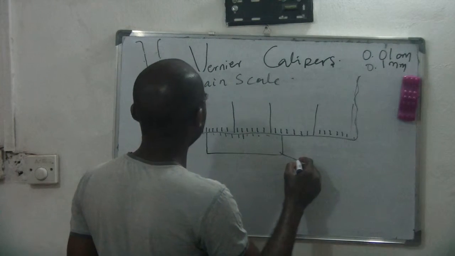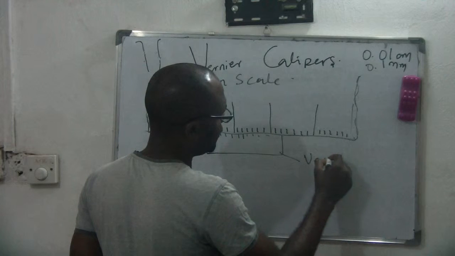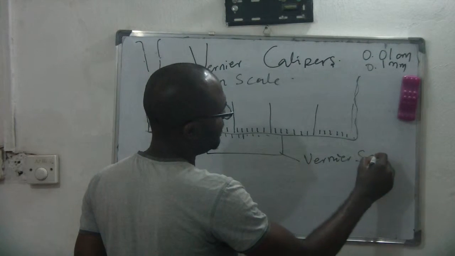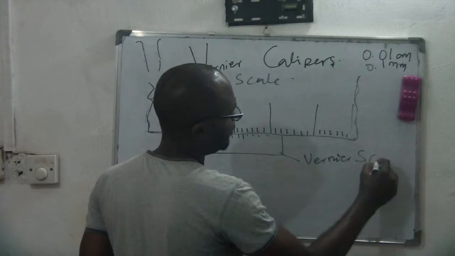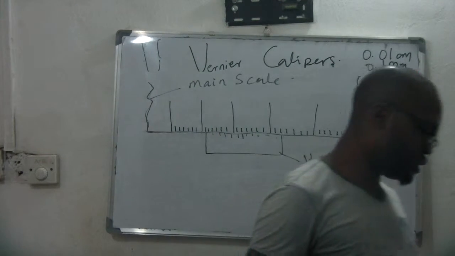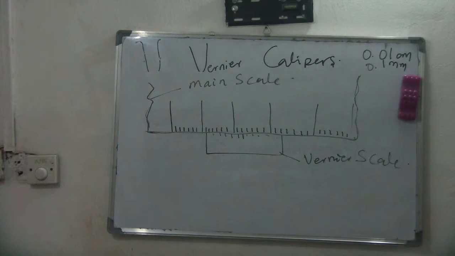And this lower one is known as the what? Vernier scale. The lower one is known as what? Vernier scale. Is that clear? Yes, sir.